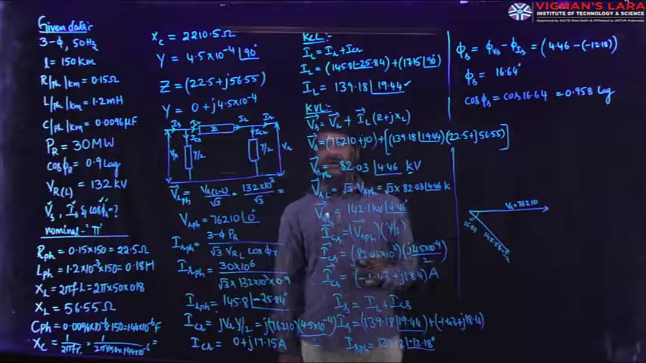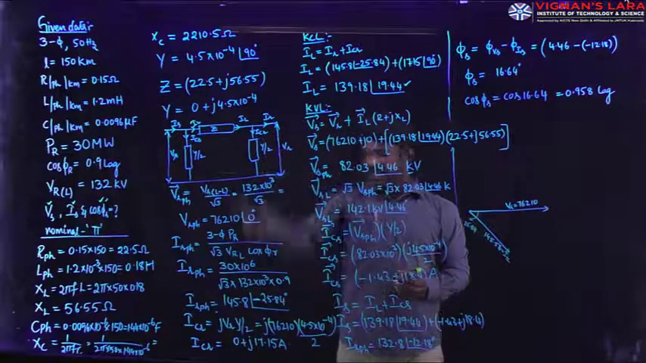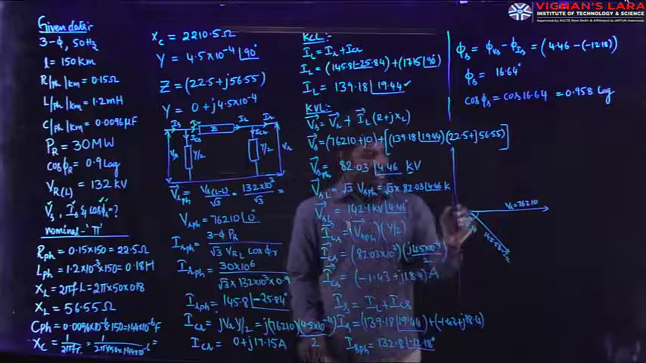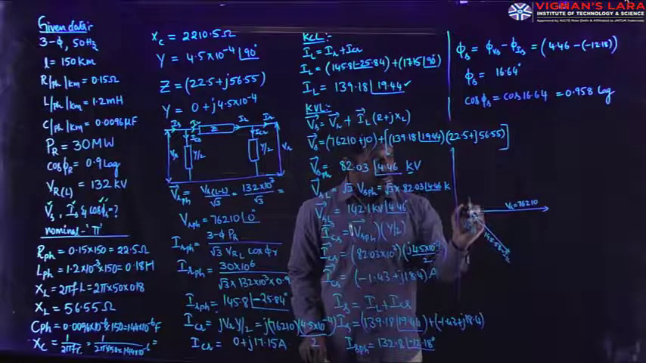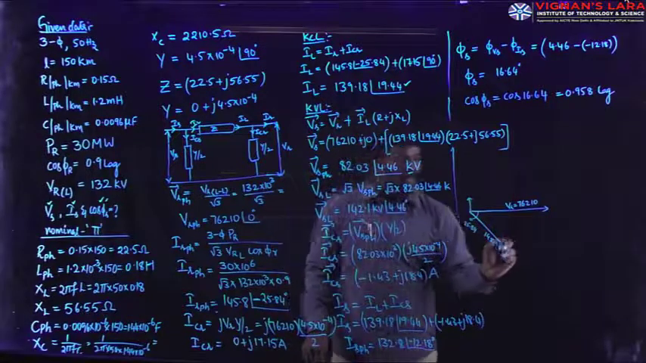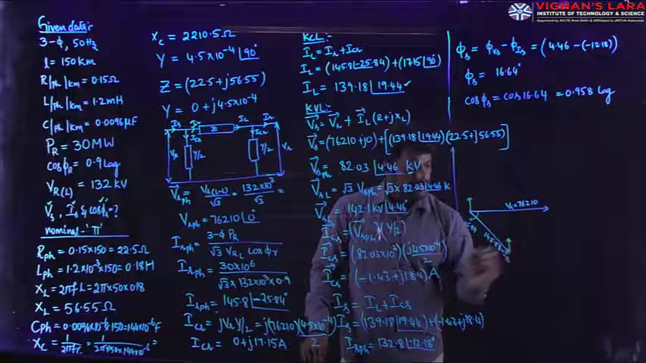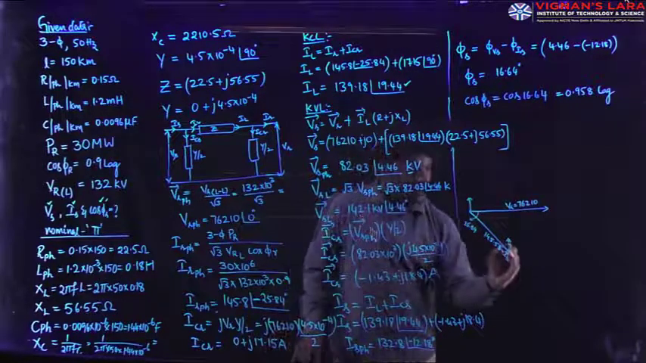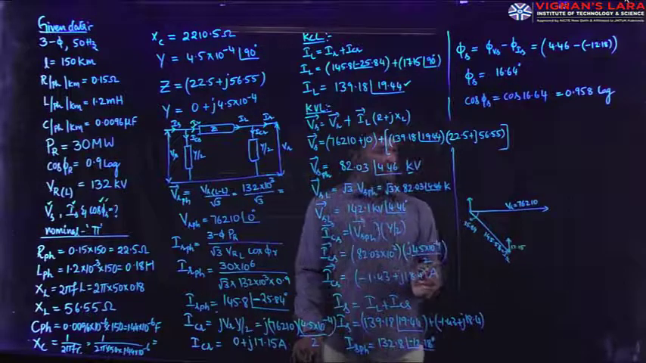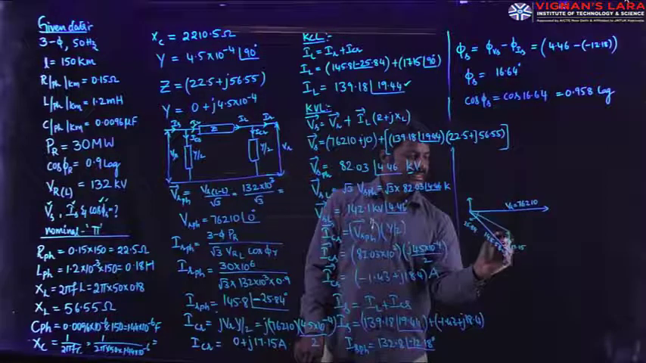After calculating IR, we calculated ICR. ICR is 17.15 at an angle of 90 degrees. As I told you, it is 90 degrees. Yes, this is 90 degrees with a certain magnitude. It can be drawn for the phasor summation here with a magnitude of 17.15 amperes. Then the resultant what you get is IL.